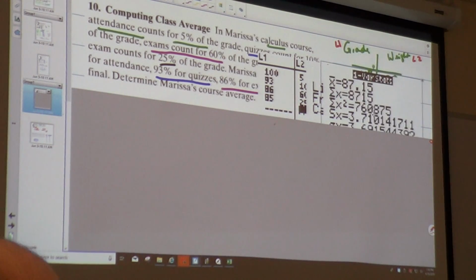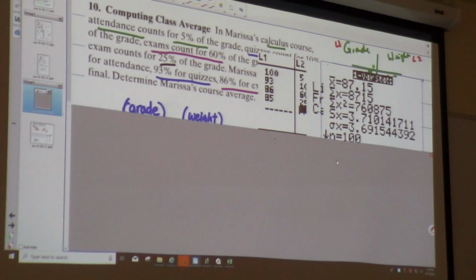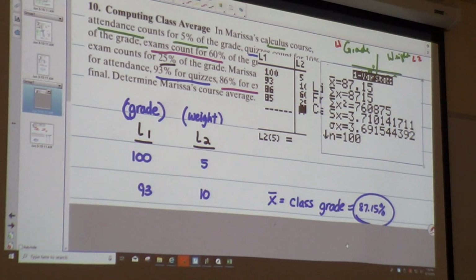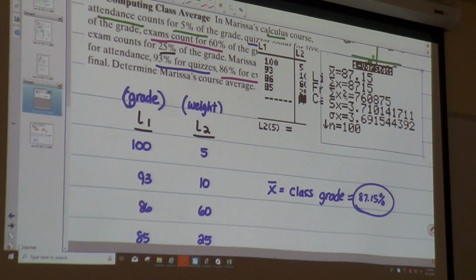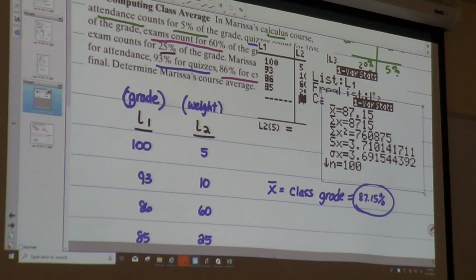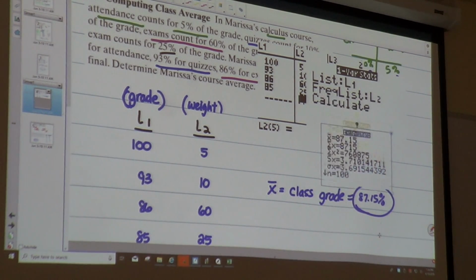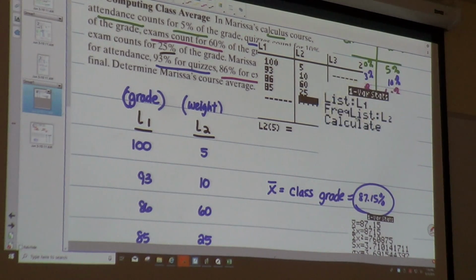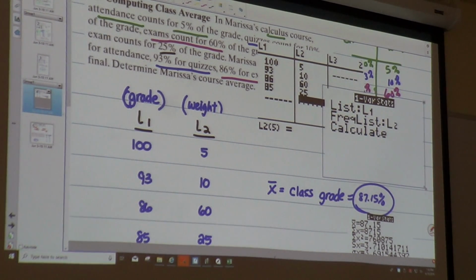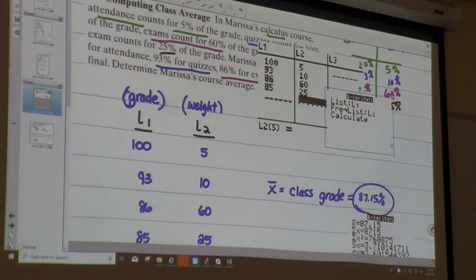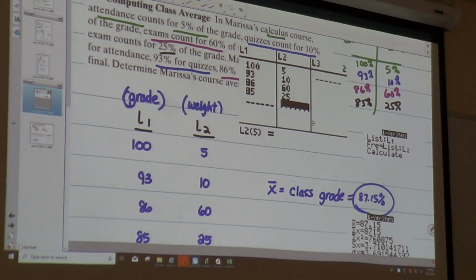I want to know this person's GPA. Which piece of data do you think I'm going to look for GPA? The x-bar, the mean. So there is her mean. So that does save a little bit of time, just typing it in there and making sure that you use L1 and L2. Your weight or your frequency is always going to be your L2.